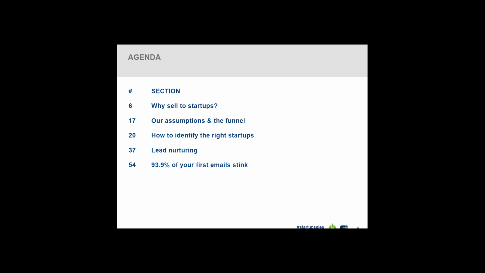With that, as I mentioned earlier, we have a pretty packed schedule. We're going to start with why to sell to startups. For those of you who are here, I imagine you're convinced of the value, but just in case, we're going to share some data about why they are a compelling opportunity. We are then going to jump into some of our assumptions about the folks on the webinar to make sure that you're in the right place, and then talk a little bit about the sales funnel. From there, we'll talk about how you identify the right startups. There's a lot of what we call data janitor work that folks waste time on, and we're going to hopefully identify some ways for you to minimize that.